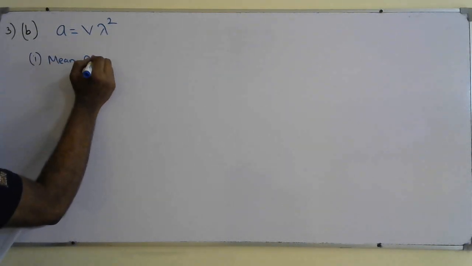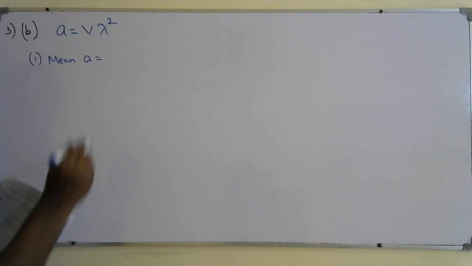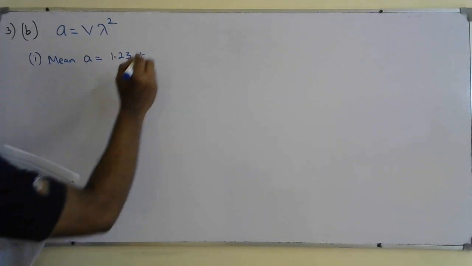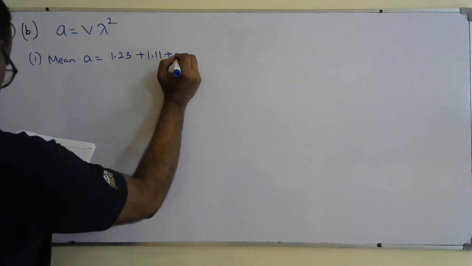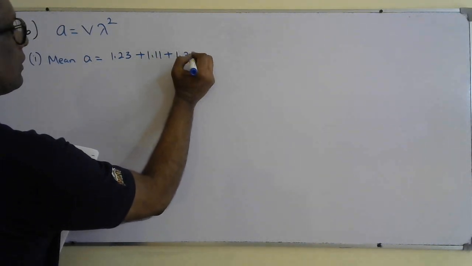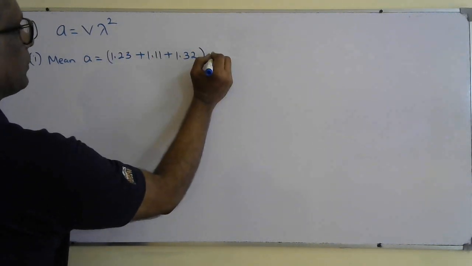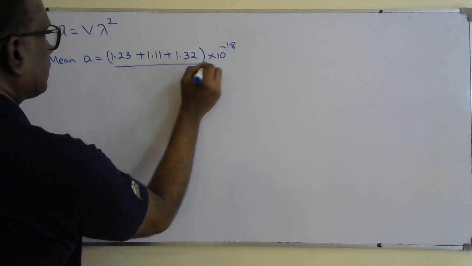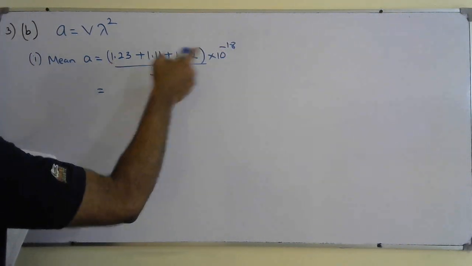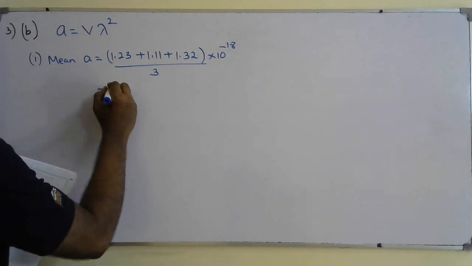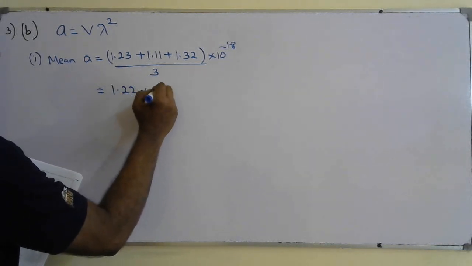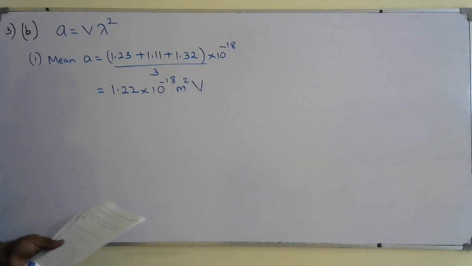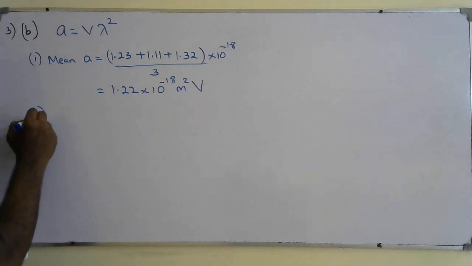Mean A is equal to the three different values. There are no anomalies. All are accepted values. 1.11 plus 1.32 times 10 to the power minus 18 divided by 3. Give the answer to the same significant figures or decimal places. We will get 1.22 times 10 to the power minus 18 meter squared volt. Okay, second part.